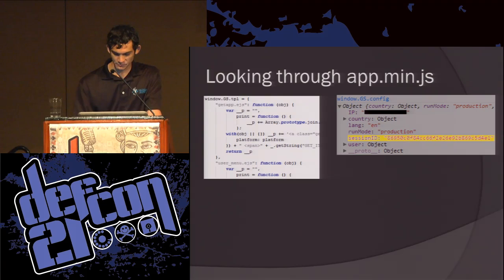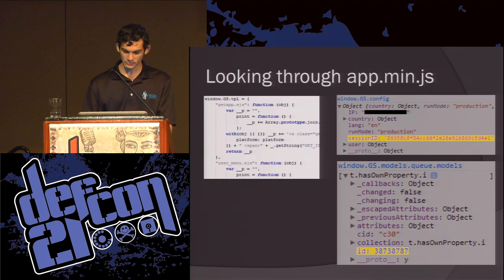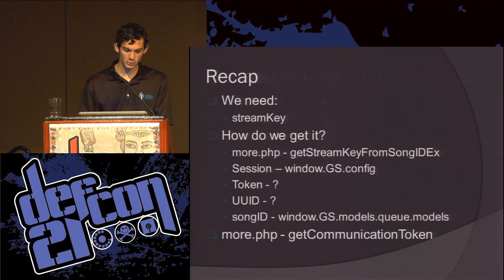What else is there? There's actually this window.GS.models.queue.models, which turns out to be the entire playlist which you have saved in memory. And every single song in this playlist has an ID, which is the song ID. So right off the bat, we were able to find 2 of the parameters which we needed just by looking at the very first line of the JavaScript file. So not bad, but we still need the rest of the parameters. So this is kind of keeping track of everything. We need the token and the UUID now.